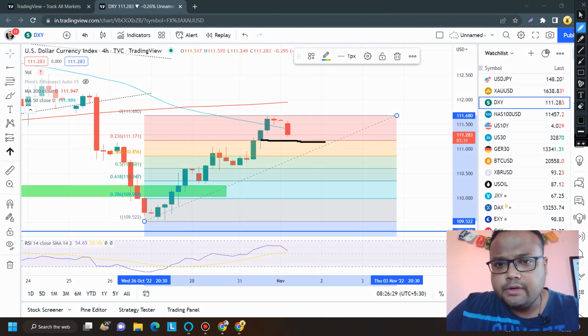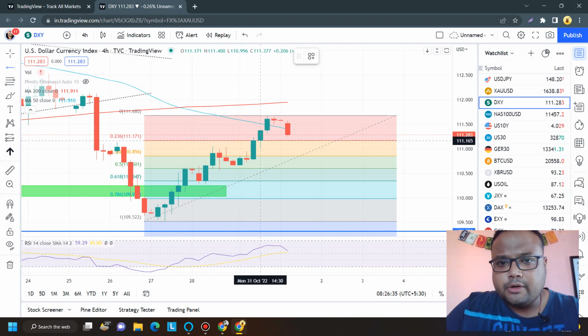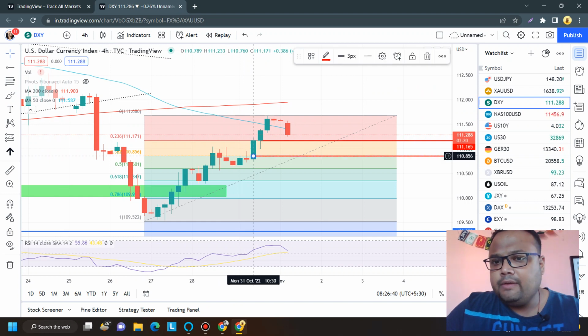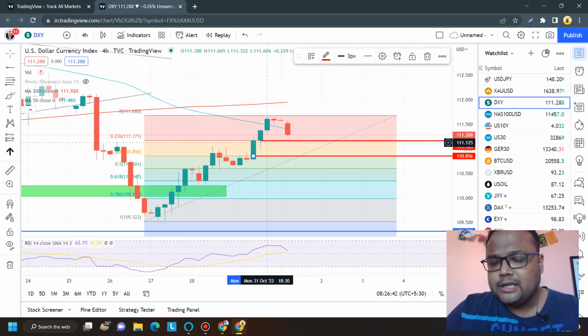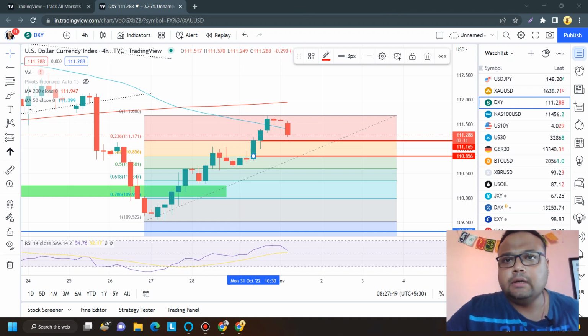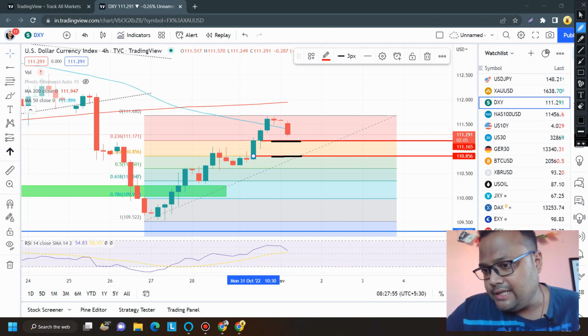this is the first support for DXY and this is the second support for DXY. If DXY bounces from the first support, the Fibonacci 23.6%, then again we will get the confirmation that the uptrend on DXY is continuing. The level is around 111.15, whereas the second support is around 110.85.